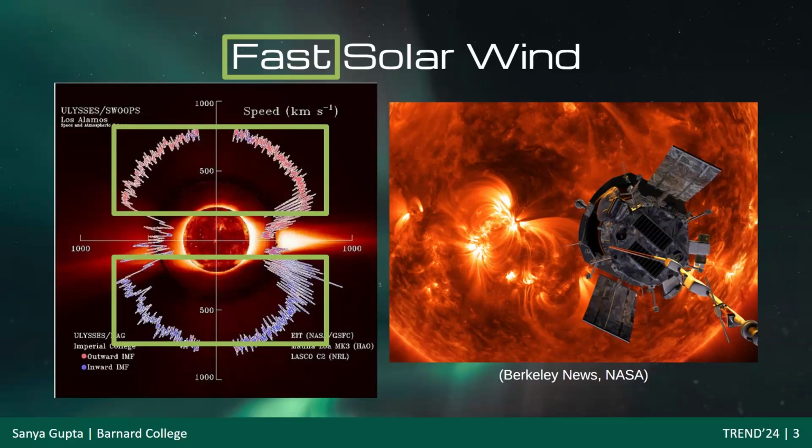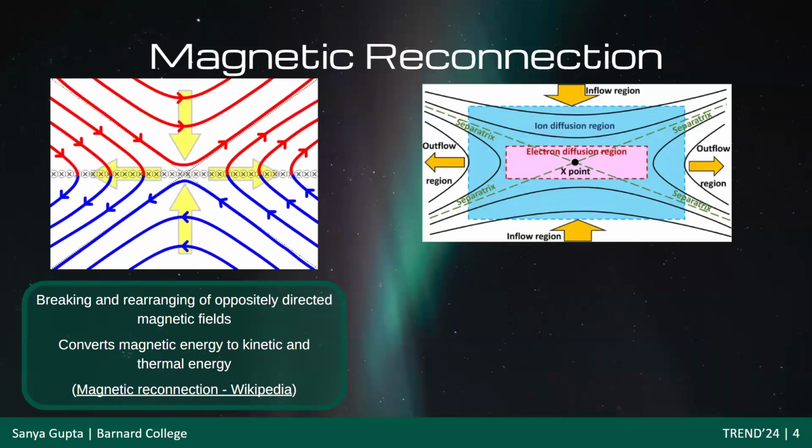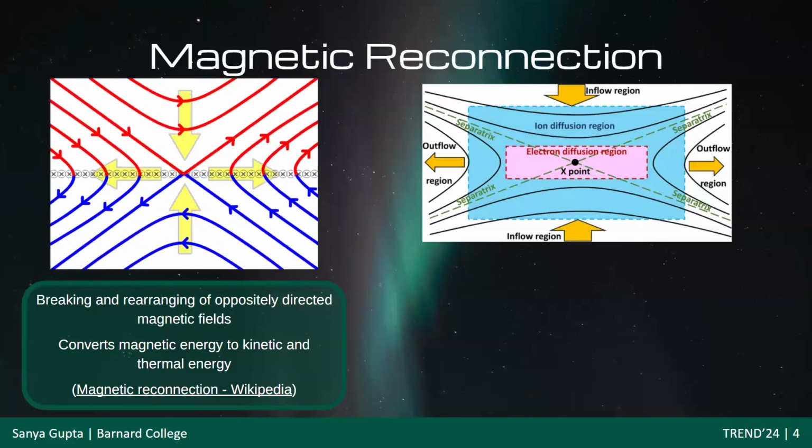The reason we have observations of these, and a motivation behind what generates the fast solar wind, is what's known as interchange reconnection. That's the theoretical understanding behind it. And to understand that, we need to first look at what's called magnetic reconnection. Magnetic reconnection is, as shown here, the breaking and rearranging of oppositely directed fields.